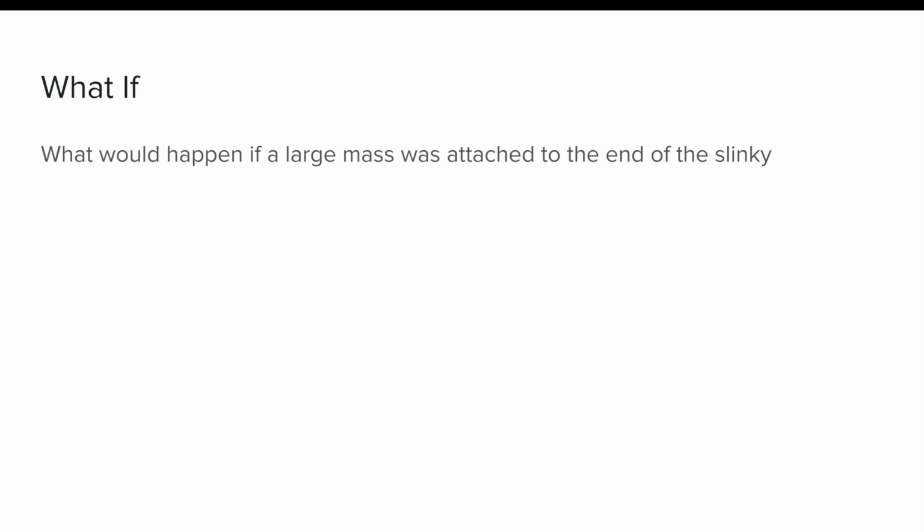Okay. What would happen if a large mass was attached to the end of the slinky? If a large mass was attached to the end of the slinky, it would depend on the K value to pull it back up. It would either fall if the mass was too heavy for the spring force to keep it in place, or it would stay in place if the spring force was large enough.